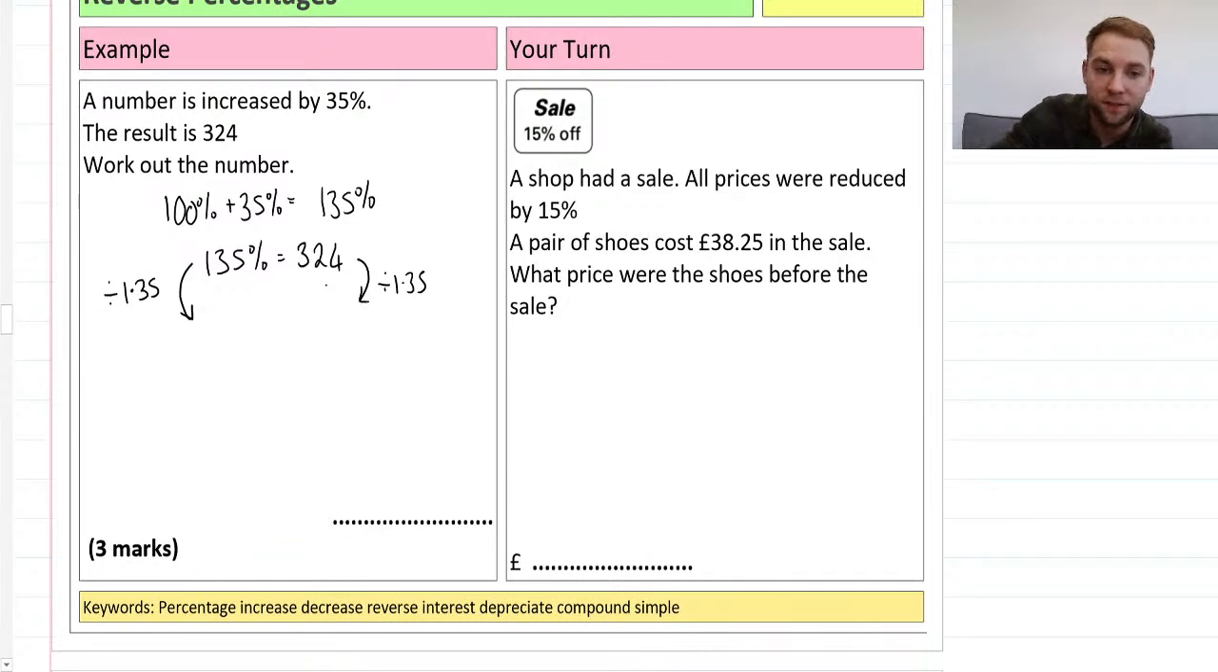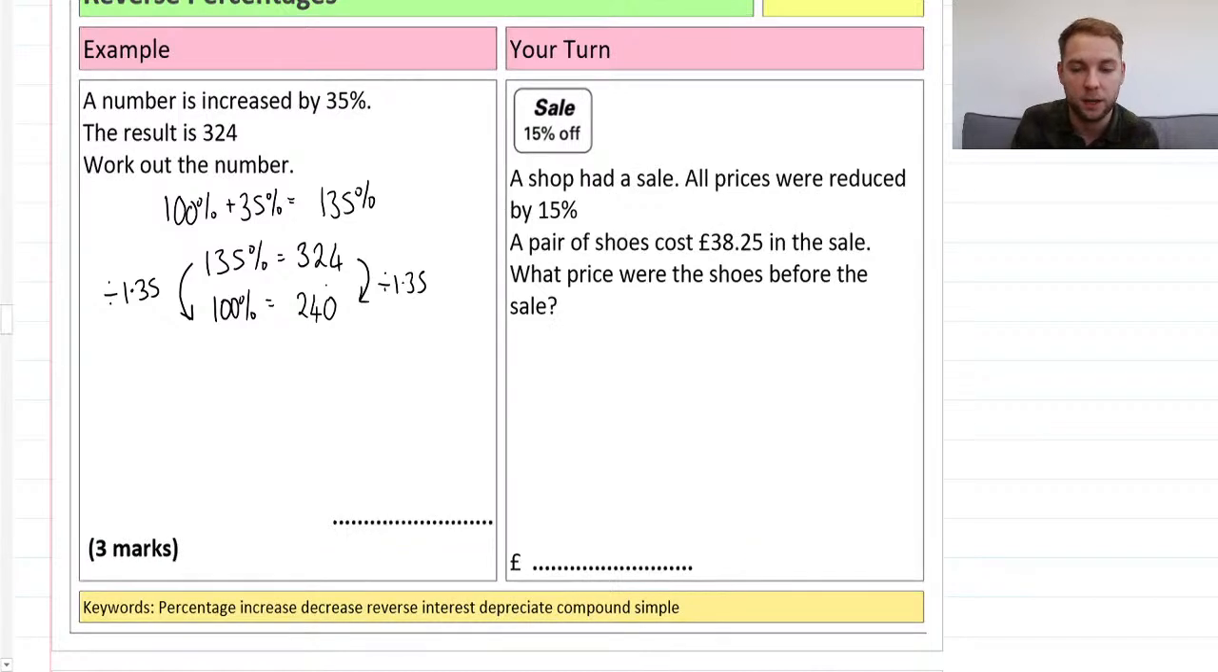So 135 divided by 1.35 is 100. That's the point. And then for this one here, 324 divided by 1.35 is equal to 240. So that's the first one, 3 marks for that. And these do come up all the time. Percentages is actually the highest, it comes up the most often out of all of the topics.